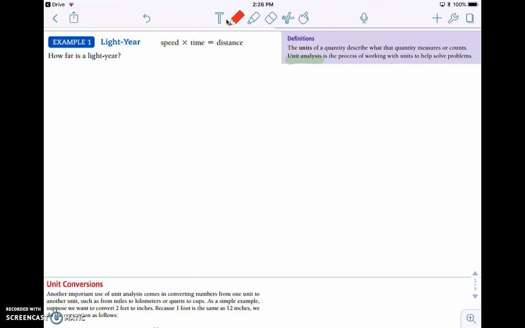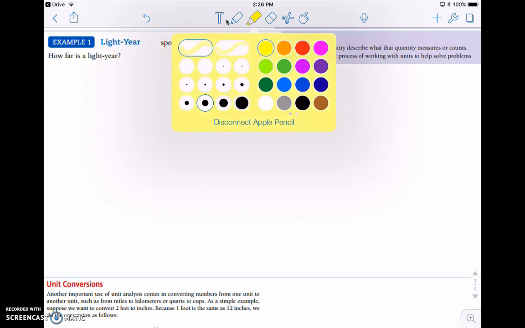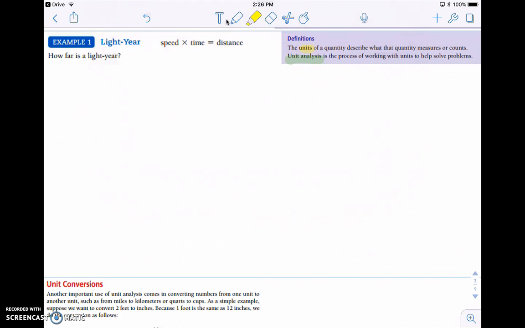Okay, but first, this concept here of a unit. The units of a quantity describe what the quantity measures or counts. So, some units might be miles. So you might have miles, you might have gallons, you might have dollars, you might have time, so you could be seconds or minutes. So that's what we mean by units. Okay, well, what are the units we're dealing with? And so when we mention unit analysis, it is the process of working with units to help solve problems.